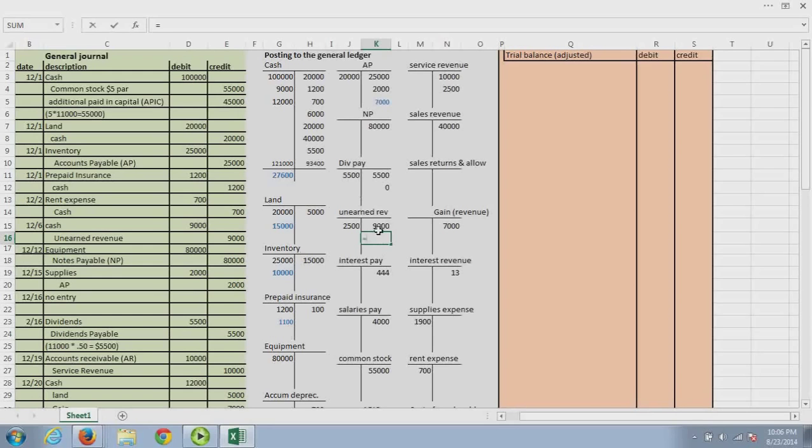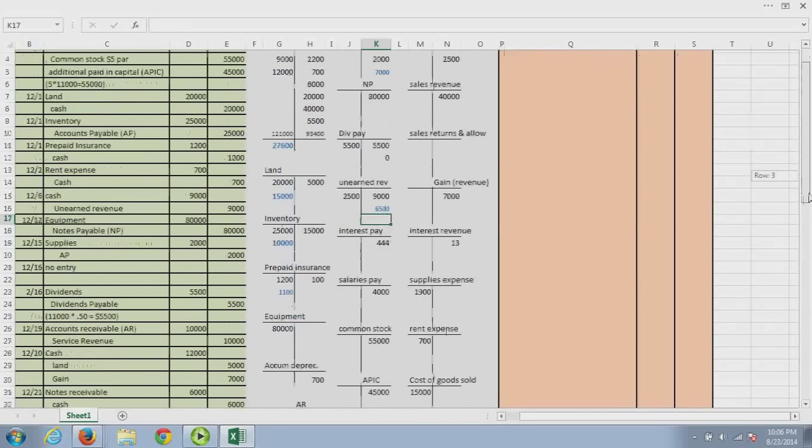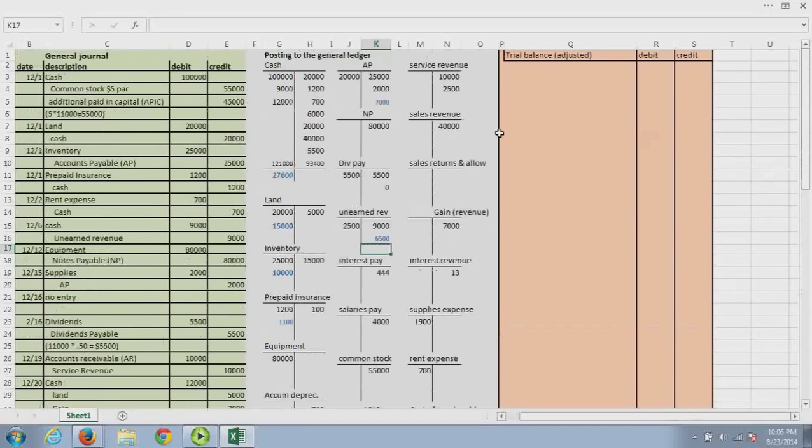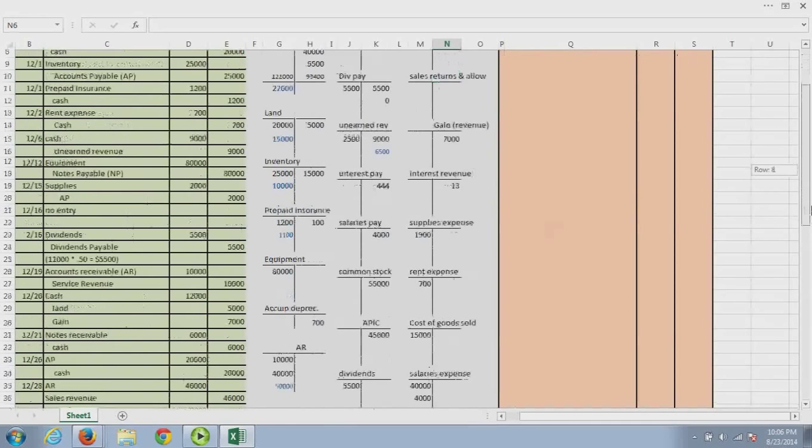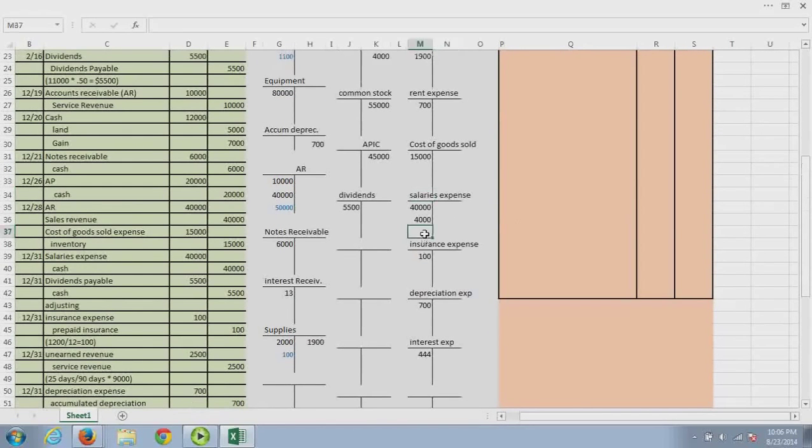Unearned revenue, starting with 9,000, reducing it by 2,500. So fortunately, we don't have a lot of numbers to add up. Service revenue, we can just do the easy way. Skip the auto sum and just do it that way. And that might be it. Let's add up our salaries expense. Okay. So I think we have all the accounts.